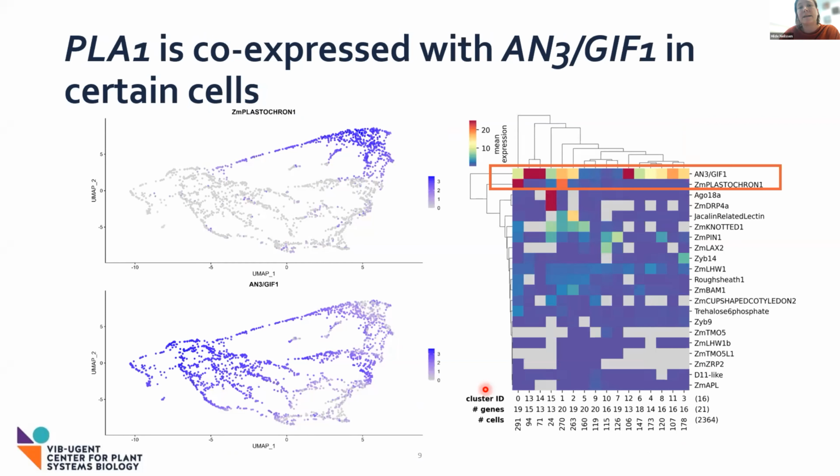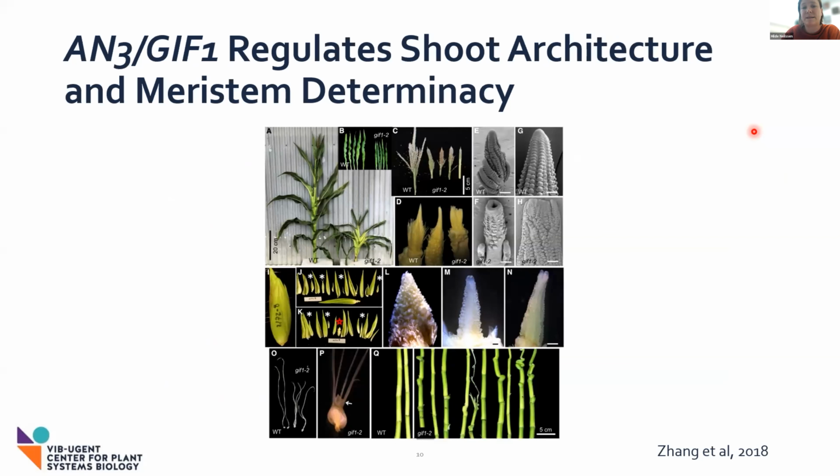This analysis showed us that plastochron-1 was co-expressed with angustifolia 3, or GRF interacting factor 1. This has been shown in the past in Arabidopsis to be a growth regulator, but also by the team of Sarah Hake, it was shown that GIF1 plays an important role in meristem determinacy. Therefore, we decided to make a double mutant between plastochron-1 and AN3 or GIF1. As you can see, in the double mutant we have a more severe phenotype than in the individual mutants, especially when you pay attention to the amount of leaves that are being formed.